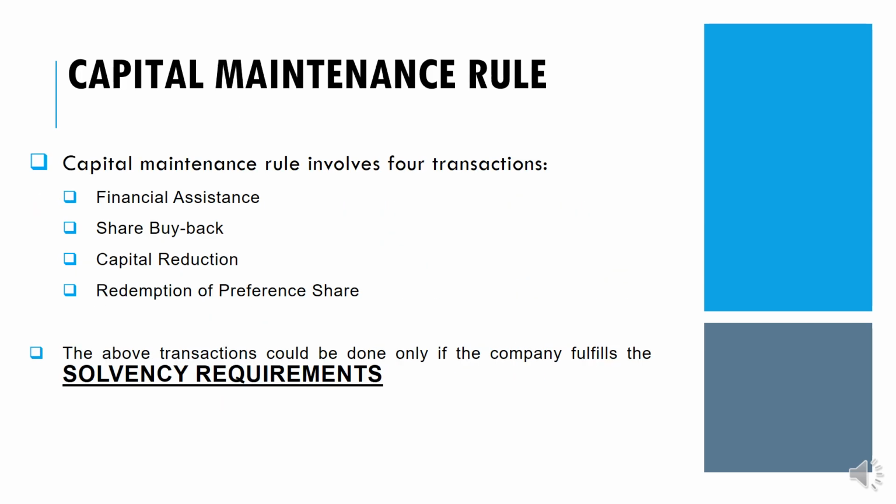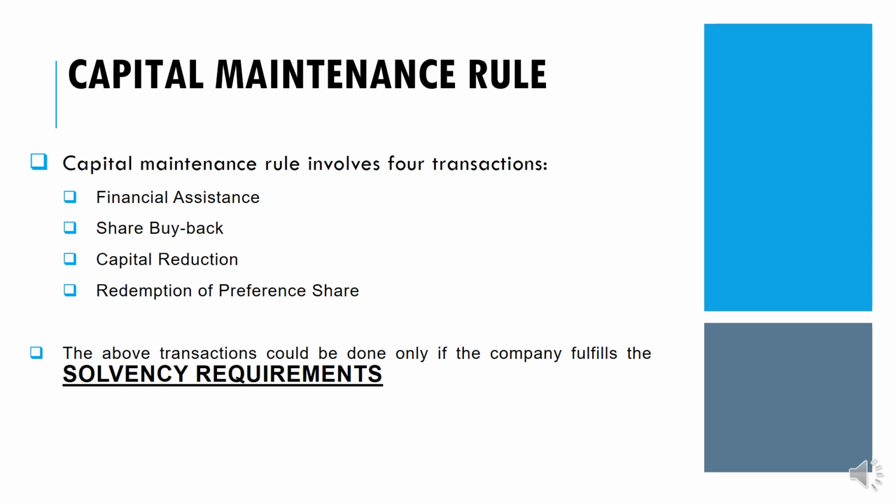Capital maintenance rules, right? So capital maintenance rules involve 4 transactions, all right? We have financial assistance, share buyback, capital reduction, and redemption of preference shares. Okay, the capital maintenance rules involve all these 4 transactions, right?